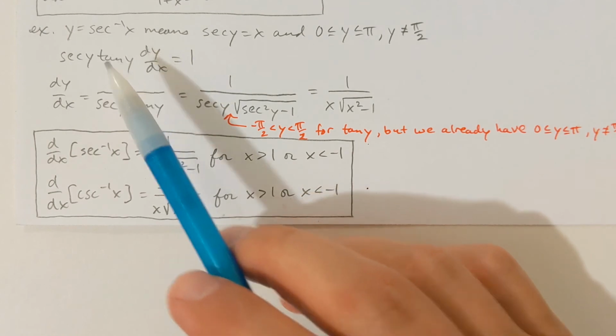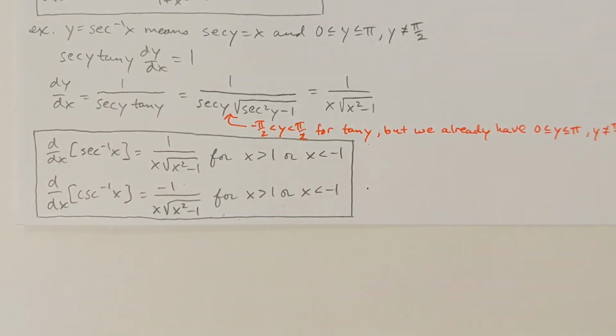Okay, how about what if we had y equals secant inverse of x? Well, that means that secant of y is equal to x, and the conditions on the graph of the secant inverse curve, if you were to check that, are such that y has to be between 0 and pi, including the endpoints. Y can't be pi over 2, though.